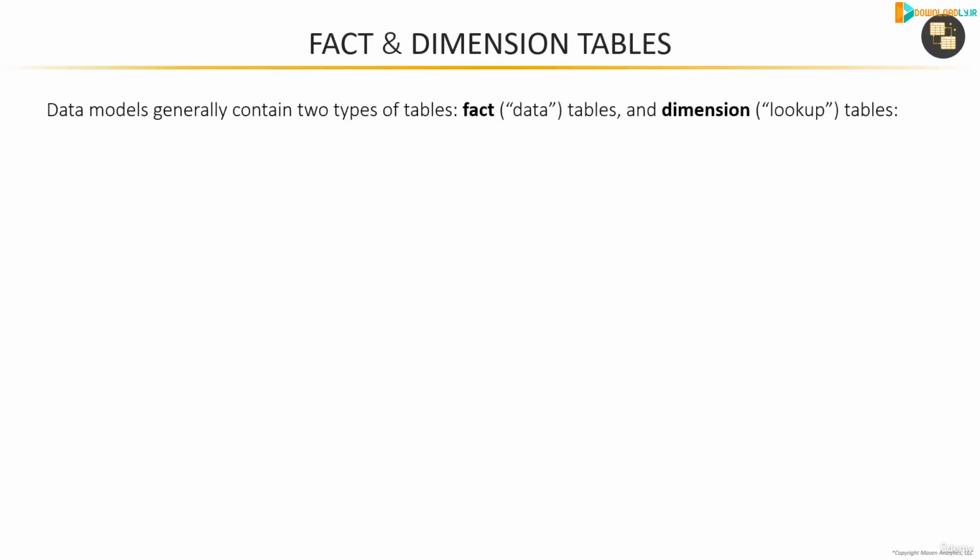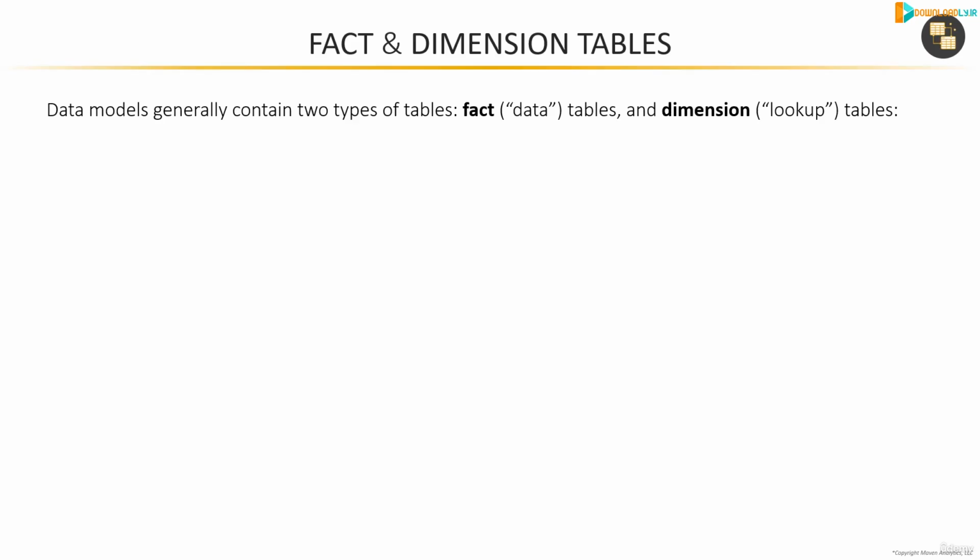Now, generally speaking, data models will contain two types of tables. You've got fact or data tables and dimension or lookup tables. And you'll hear us use these terms fact and data or dimension and lookup pretty much interchangeably throughout the course.